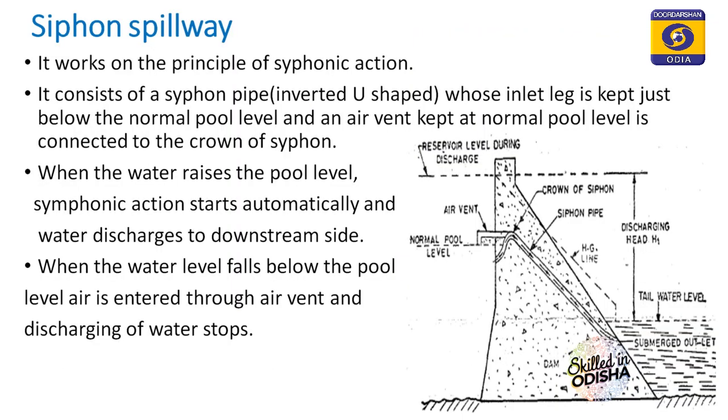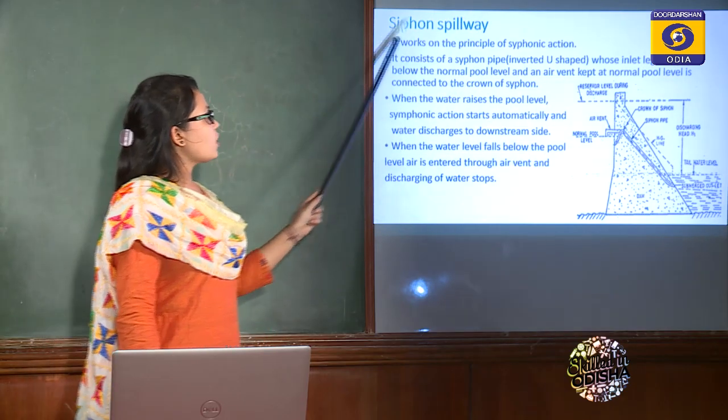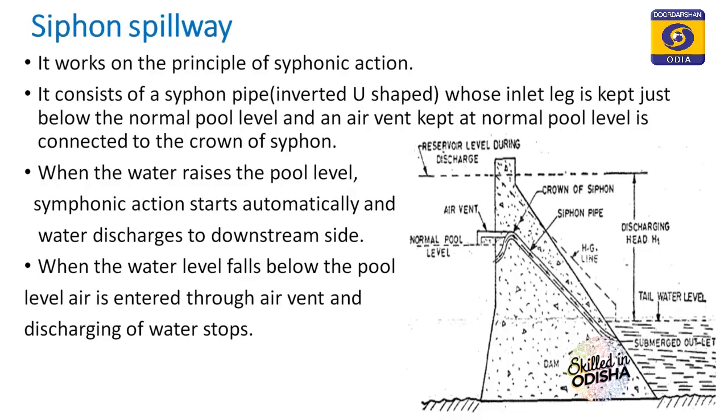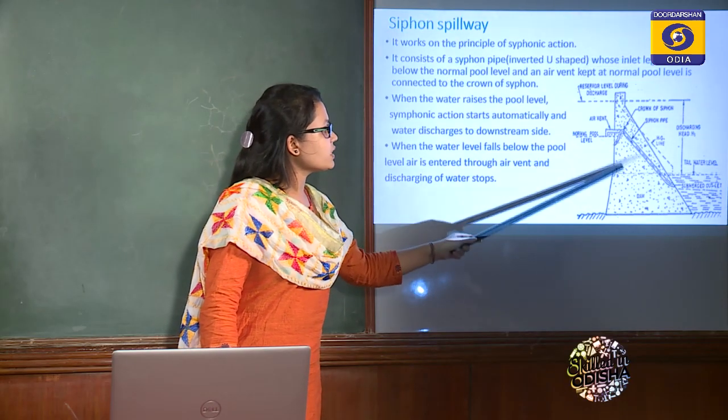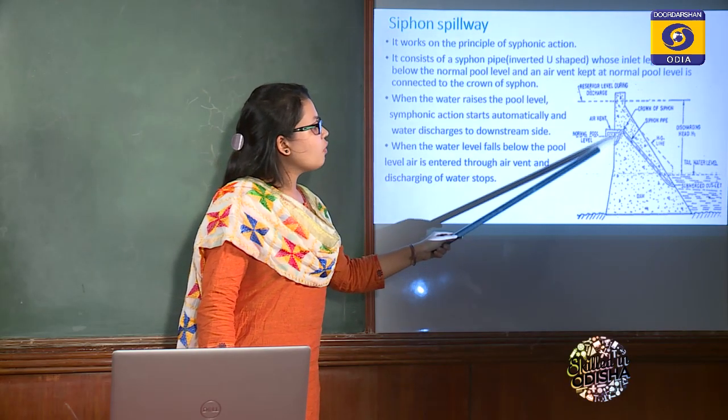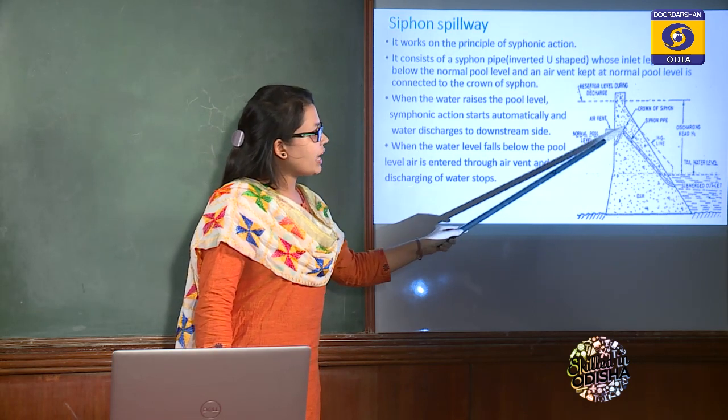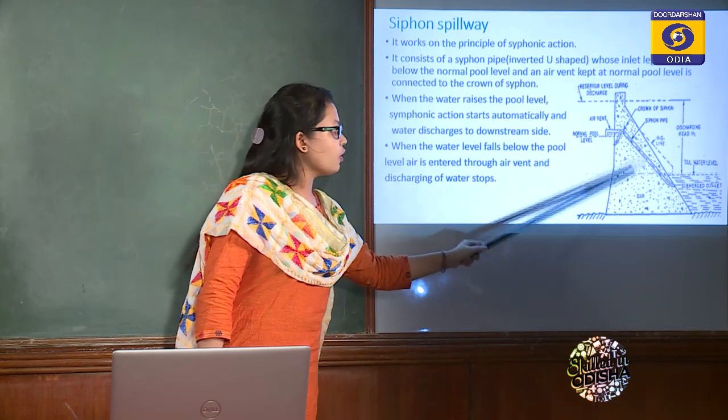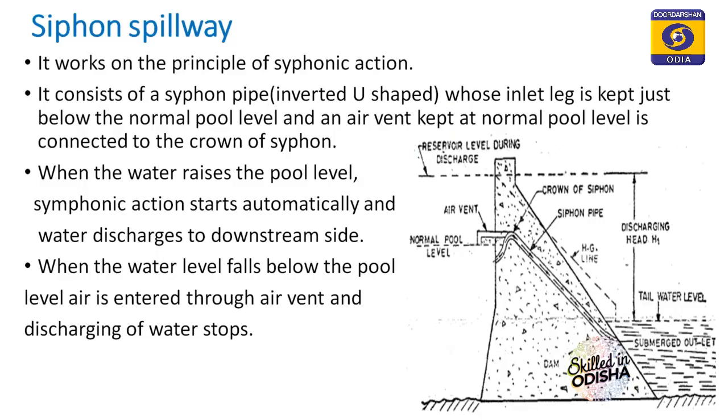Then come to the next type of spillway, that is the siphon spillway. Now why is it called a siphon spillway? Because it consists of a siphon pipe and it acts on the principle of siphonic action. Now what is a siphon pipe? So siphon pipe is nothing but an inverted U-shaped pipe. You can see this is the inverted U-shaped pipe with the shorter upper limb and a longer lower limb. So this is the siphon pipe.